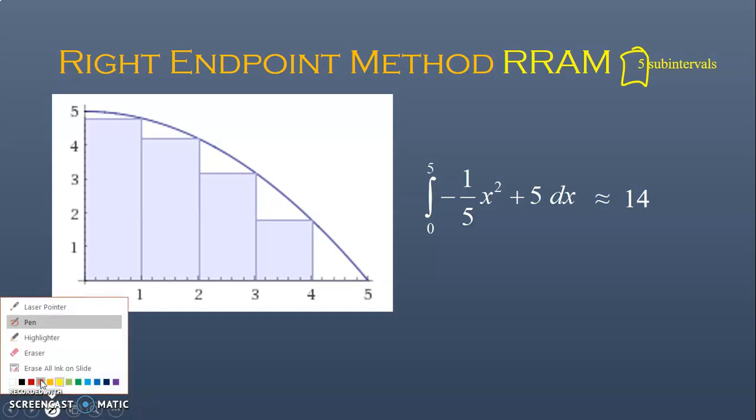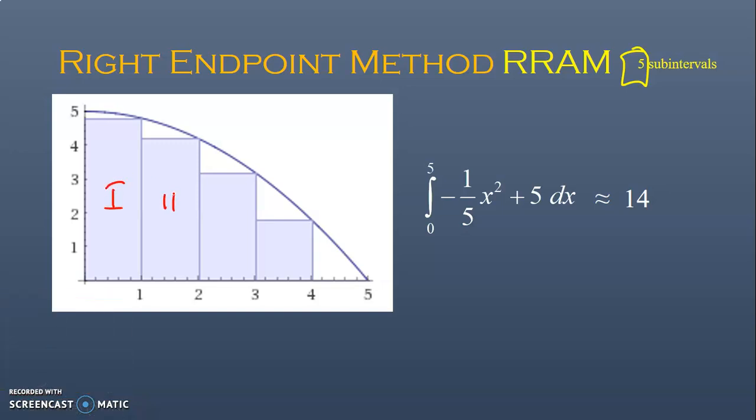I'll switch colors so you can see it a little bit better. So we've got our first rectangle, our second rectangle, our third rectangle, our fourth rectangle, and you can't really see it here, but our fifth rectangle is down here on the ground, or it's flat. At each of these intervals, I want to use the x value on the right side as the x value that I'm using to draw the rectangle. So I take f of 1, and I use that as the height of the first rectangle. And then f of 2 as the height of the second rectangle.